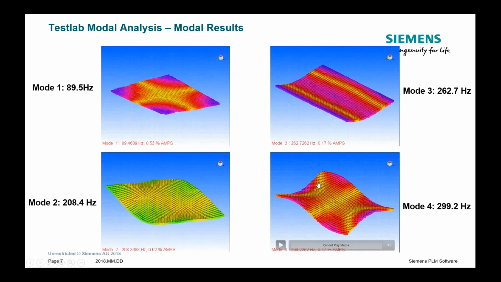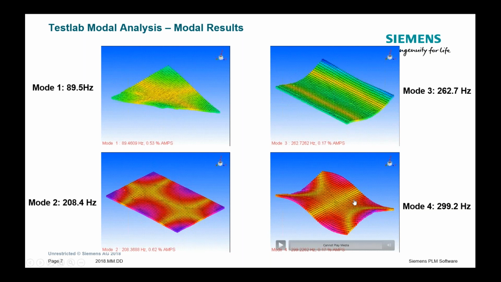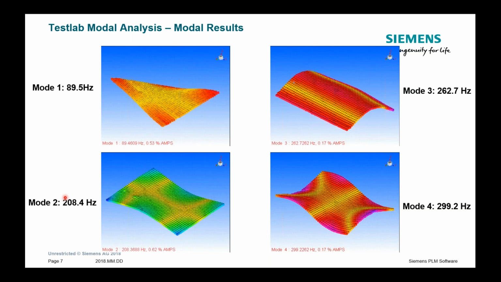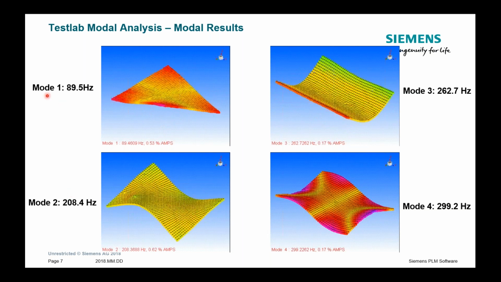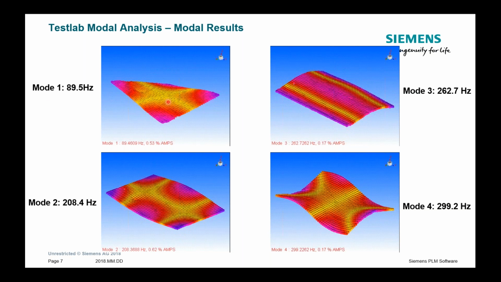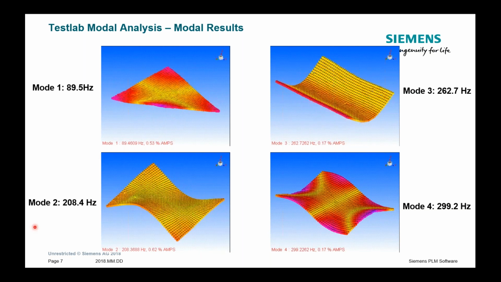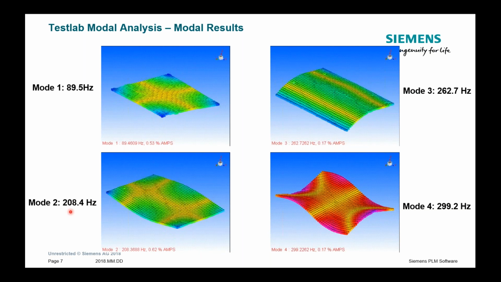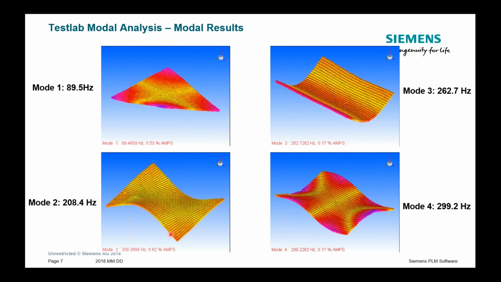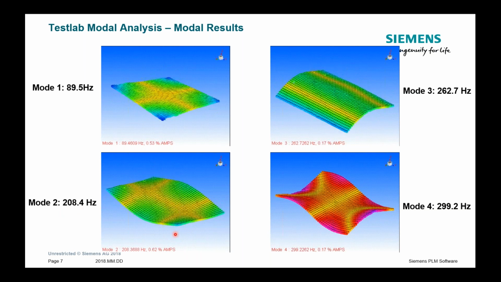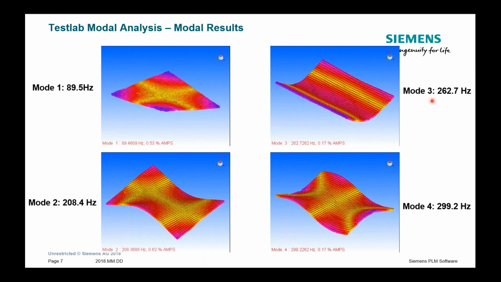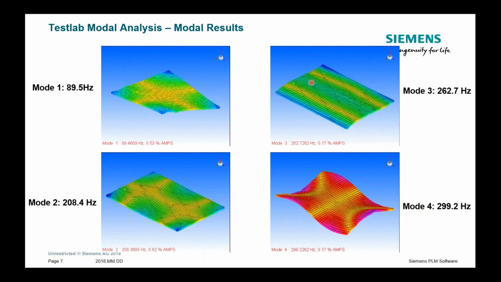I've got a stubborn one that won't animate down here in the lower right. But anyway, it gives you an idea of the first several mode shapes. So the first mode shape is at 89.5 hertz. That's first torsion. And then mode 2 jumps up to 208 hertz, and you'll notice that there's a torsion mode 2. And then the next, mode 3, is at 262, and that's a bending mode along this axis.